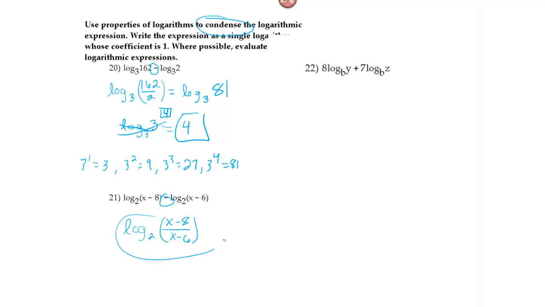And then I'm done. I can't actually simplify that any further. 22, we want to first start using the power rule to make this y to the 8th and z to the 7th. That makes them not be in front anymore. Then we look at the fact that this is a plus sign to change it to multiplication. Y to the 8th times z to the 7th.